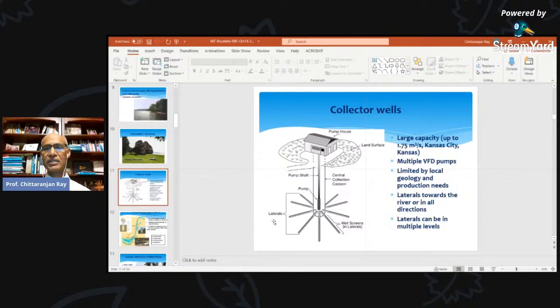And these horizontal wells are limited by local geology. Suppose you have a highly permeable underlying material below the riverbed, but it is not very deep, then you can go for these types of wells also. And these lateral screens can be radially distributed in all directions. They can be at multiple levels, or they can be directed more towards the river.